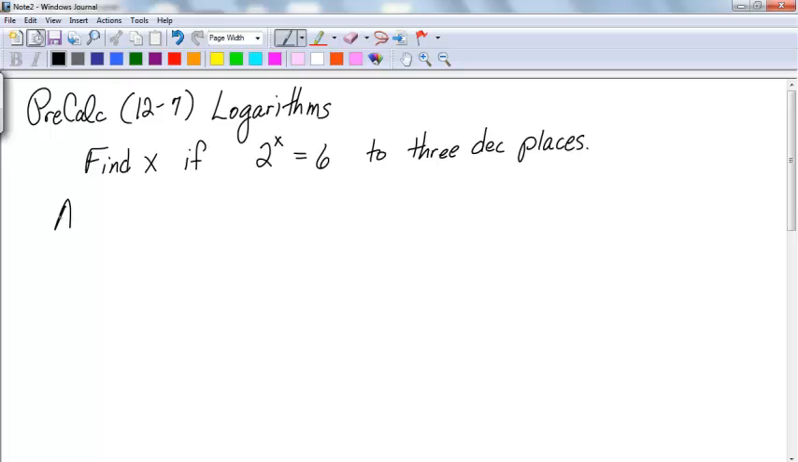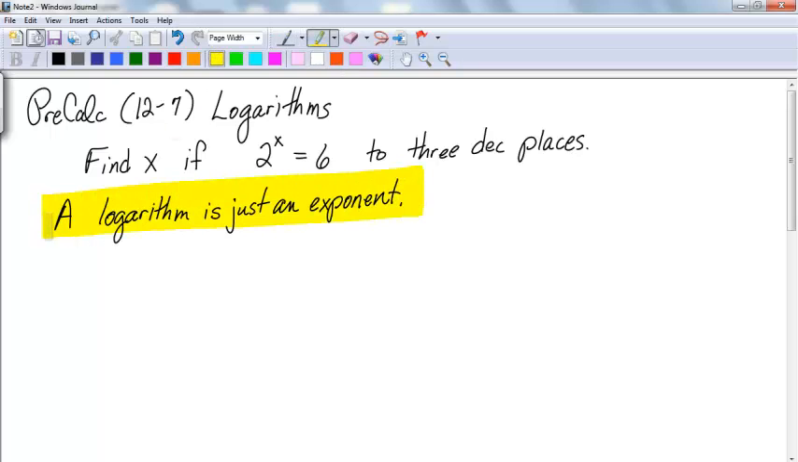Okay, first of all, if you forget everything else about this section, a year from now, 2 years from now, 3 years from now, what I want you to remember is a logarithm is just an exponent. And most of you know all the rules for exponents. We'll go through them here in a minute. But if you forget everything else, just remember a logarithm is just an exponent.